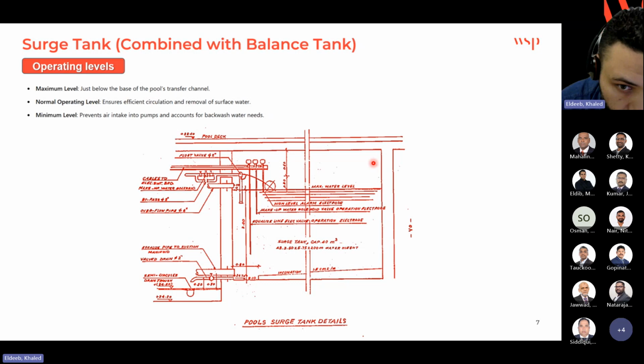This space, we use it as a buffer in emergency cases, like if all swimmers suddenly jump into the pool. So all of this water goes where it's supposed to go, to the balancing tank. If this one is not big enough, it will make an overflow inside the pump room and it will be an issue. Okay, so we need to consider this to be big enough.